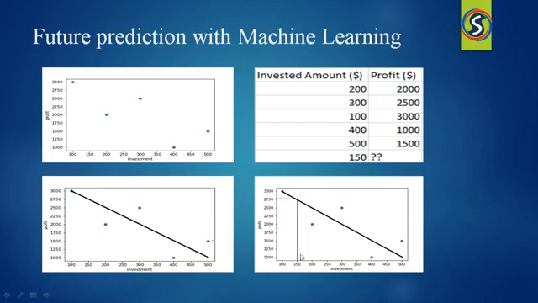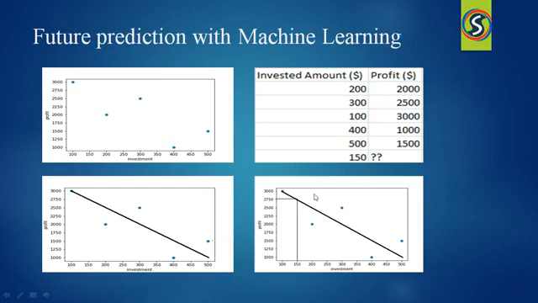Why so? When I invest $150, from that 150, I draw a line. That line touches this regressor line at a point. From that point, I draw a line onto the y-axis. Then I get some kind of figure. That figure is my profit or loss. Here I got the profit as $2,750.